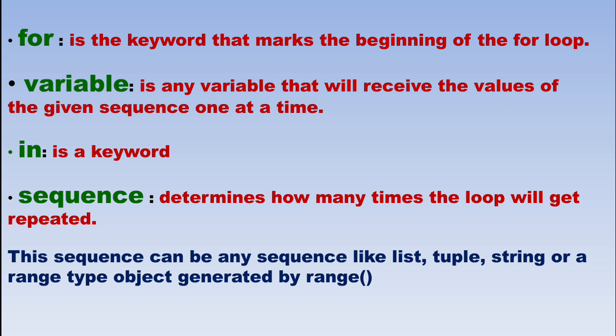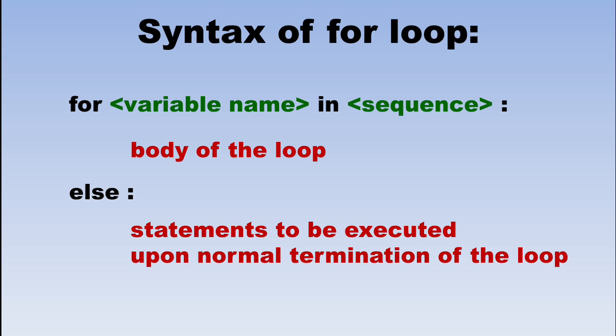Then the variable is any variable that will receive the values of the given sequence one at a time. In is the keyword, and the sequence determines how many times the loop will be repeated. I told you that for is a counting loop. You have to specify how many times the loop has to do its work. How do you specify? By writing a sequence over here. This sequence indicates how many times this loop has to repeat its work.